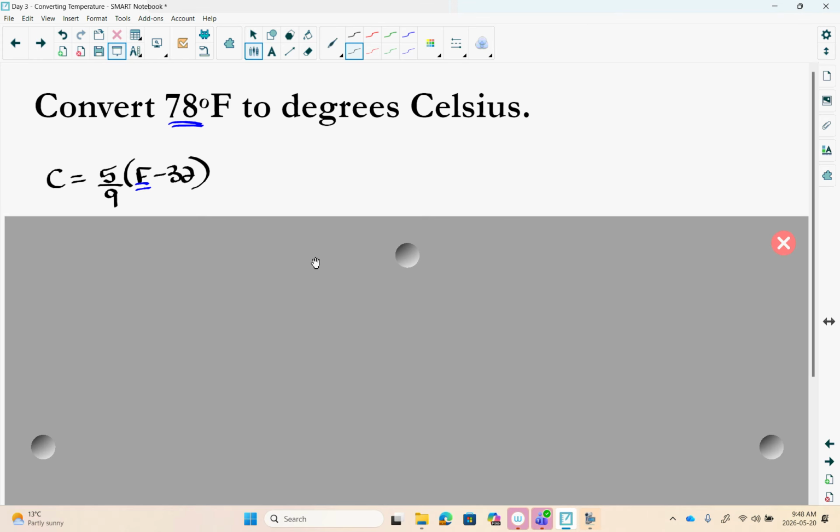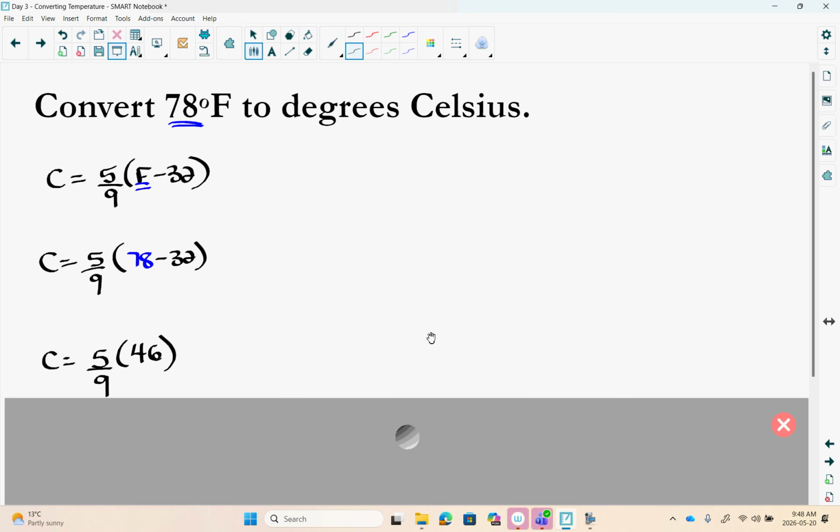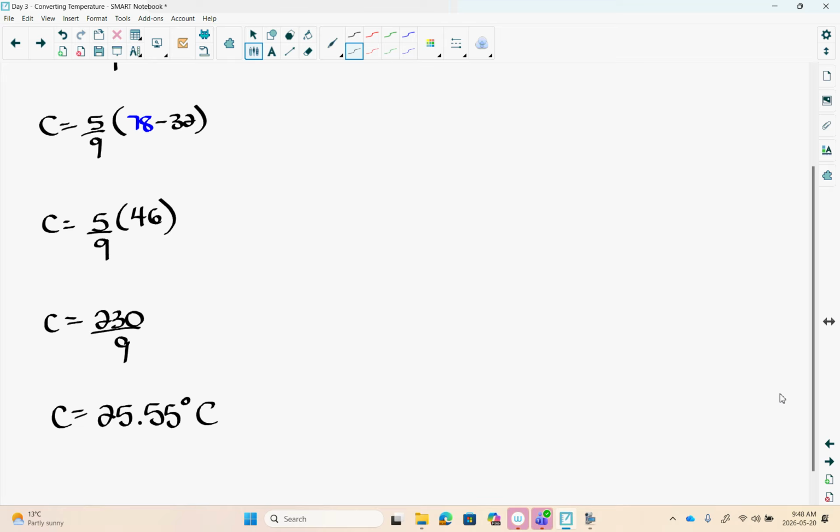I'm going to fill 78 degrees Fahrenheit in for F. In the next line, you'll see 78 minus 32 leaves 46. In the next line, you'll see 5 times 46 is 230. 9 times 1 is 9. 230 over 9, 25.55 degrees Celsius. 25.6 degrees Celsius. It didn't say where to round. Cool? So that's how you go from Fahrenheit to Celsius.